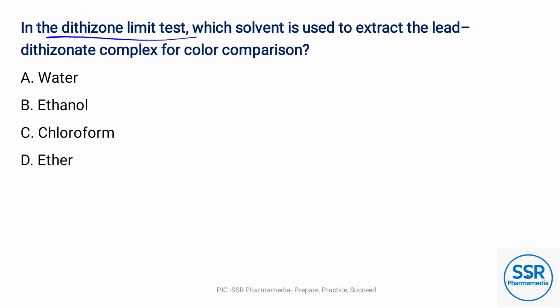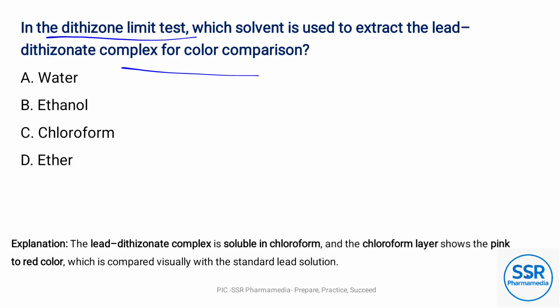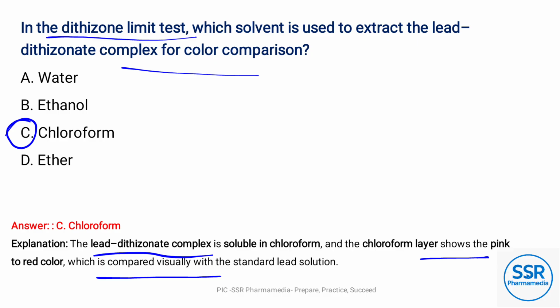In the dithizone limit test, which solvent is used to extract the lead dithizone complex for color comparison? So the answer is option C, chloroform. The lead dithizone complex is soluble in chloroform, and the chloroform layer shows pink or red color, which is compared usually with the standard lead solution.